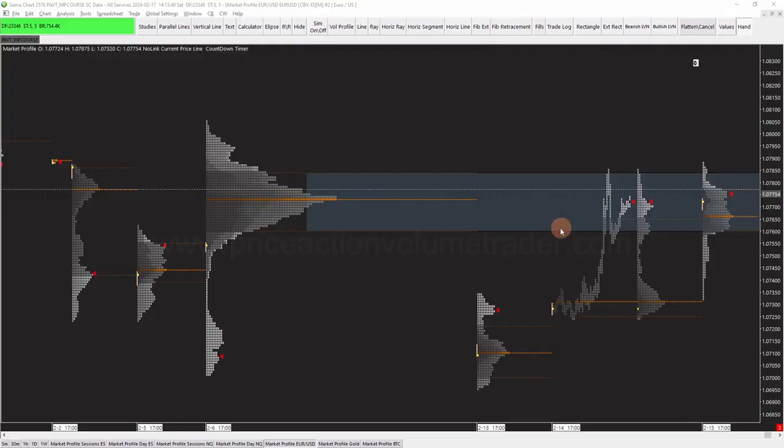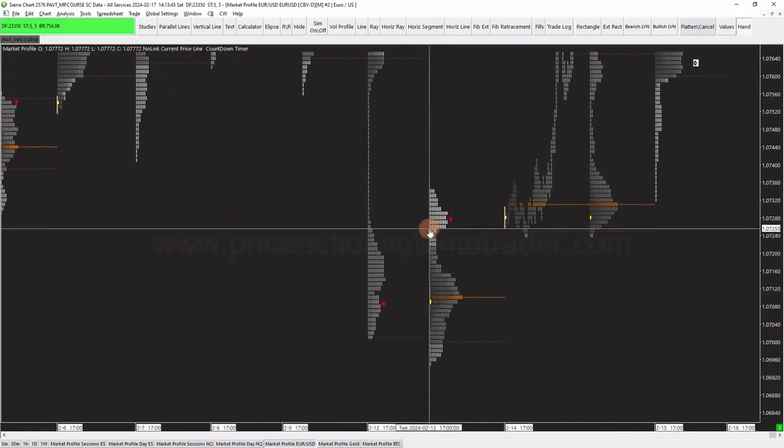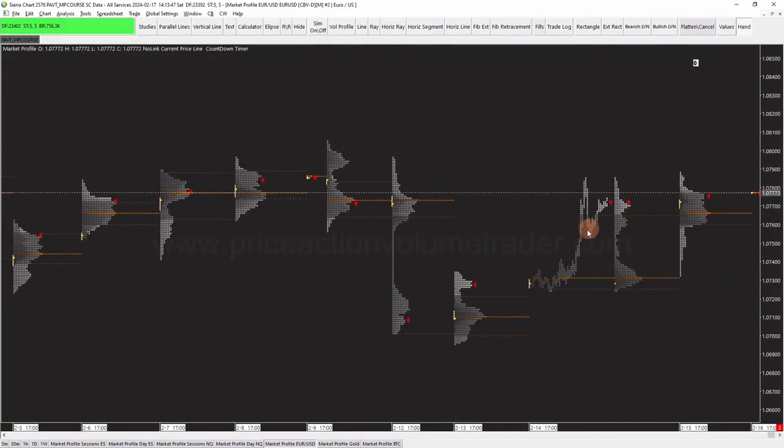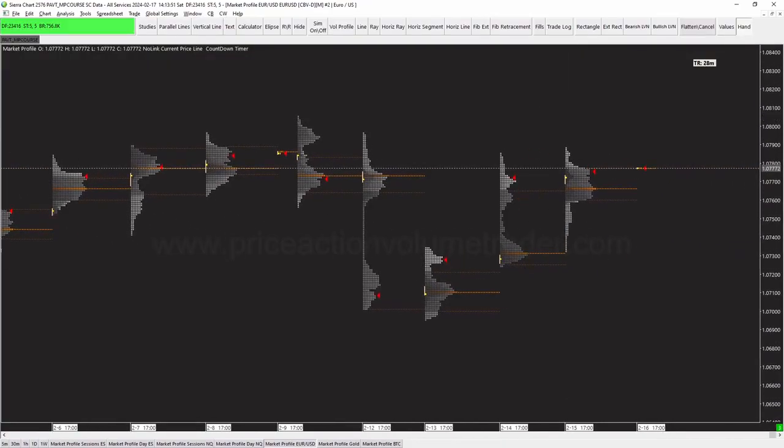Okay, and now let's just delete this here, undo merges on profile, and I'm going to put this back together, and let's look at an example of rule number 2.